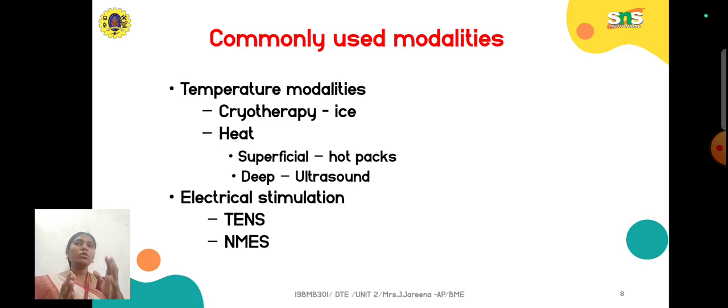If you want to do vasodilation, that means to enhance the blood flow for the healing process, then you have to go for heat therapy, because heat therapy will make your blood vessels widen, that is, the vasodilation process will happen. So by increasing the blood flow, we get the healing process. This is especially for problems like muscle spasm, stiffness of muscles, joint pain and so on.